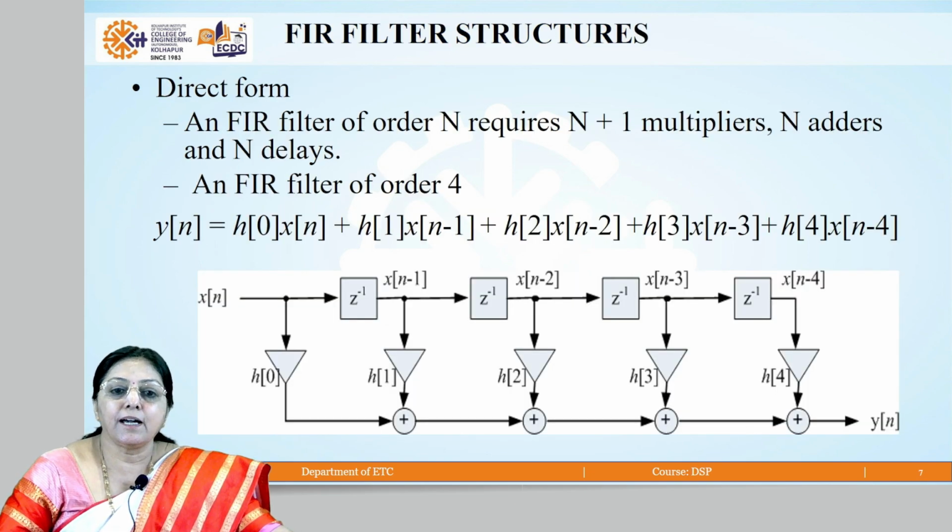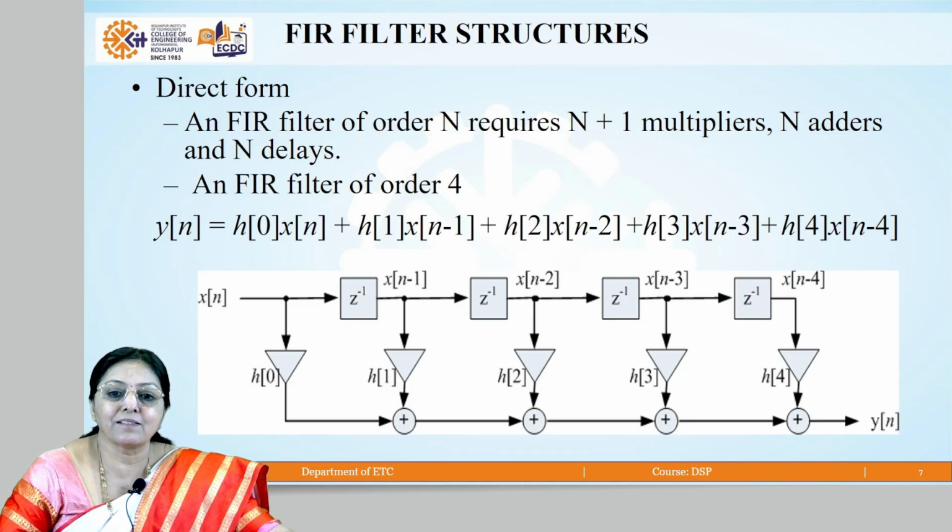Now, this is the direct FIR filter structure, the direct form structure. How can we realize an FIR filter? It is mentioned here. This is an example of an FIR filter: y of n equals h of 0 x of n, and likewise up to x of n minus 4. So we have a fourth order FIR filter difference equation.